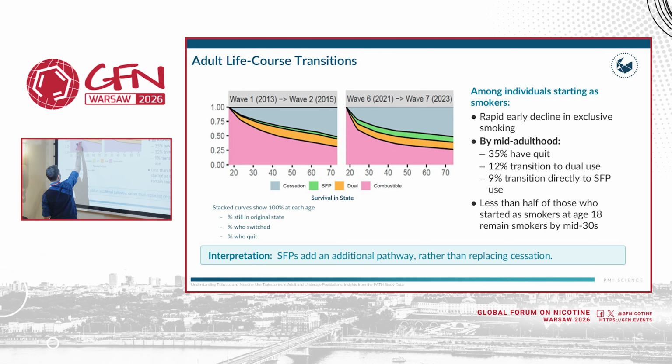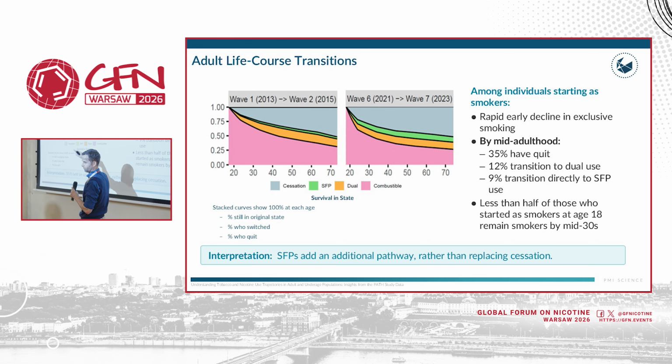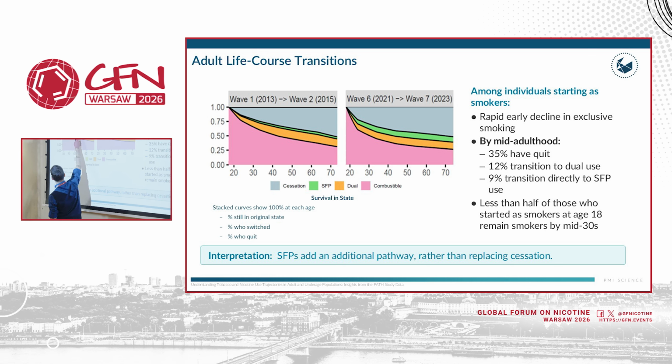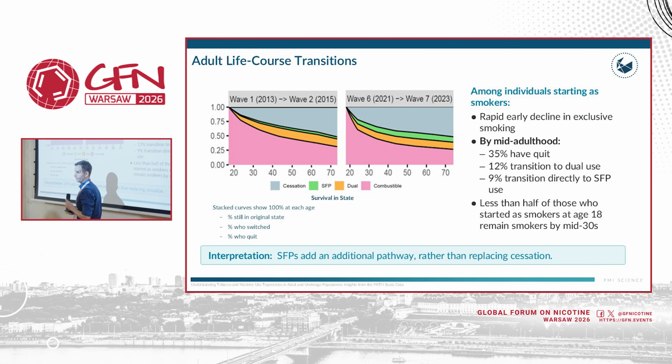What we see here in the combustible part of the diagram is the probability of being a smoker at a specific age. Then in orange, we see the probability of switching to dual use. This little sliver of green is the probability of switching to smoke-free products use, and the gray area is the probability of switching out, or cessation.